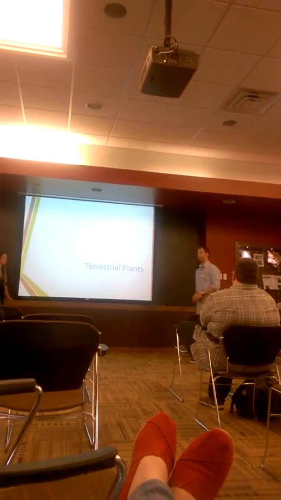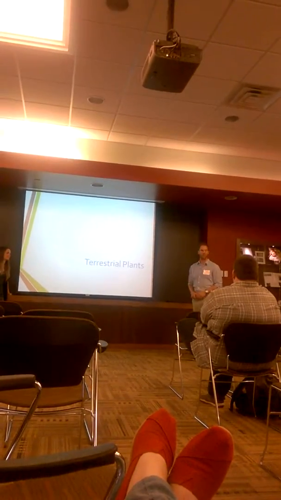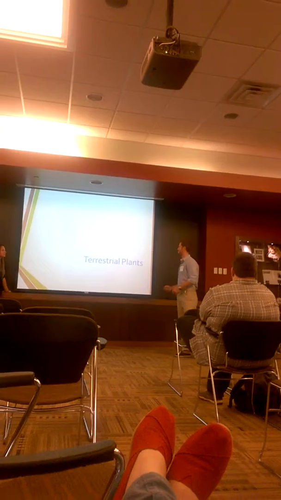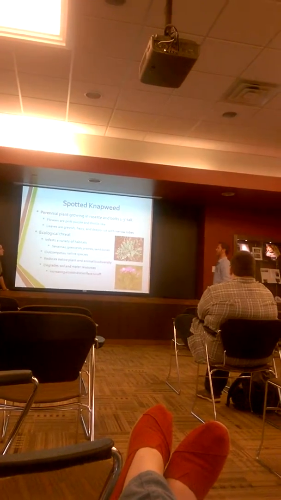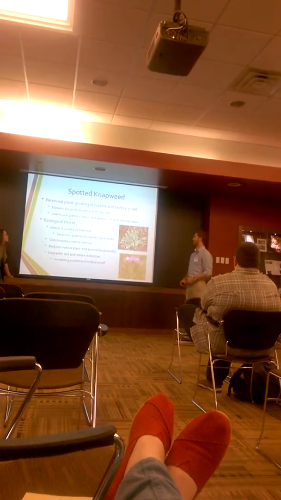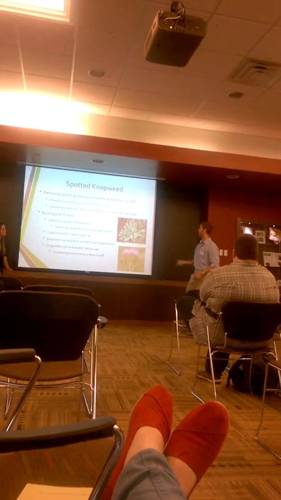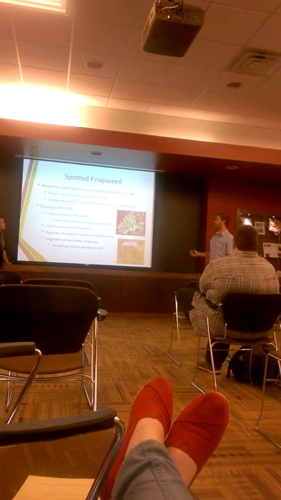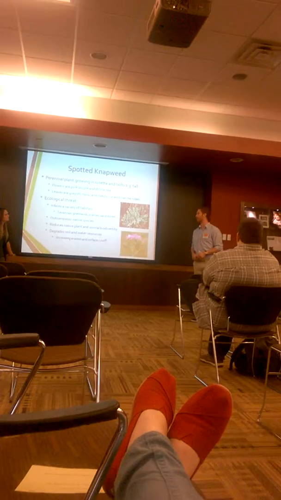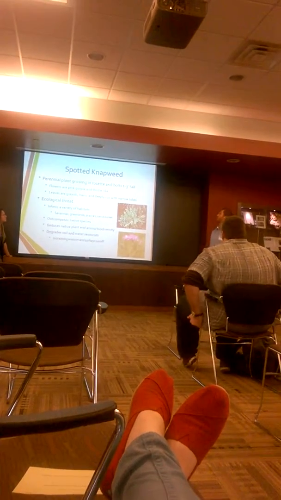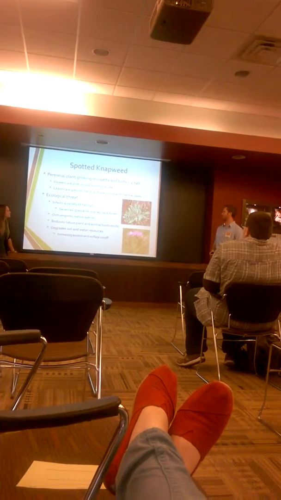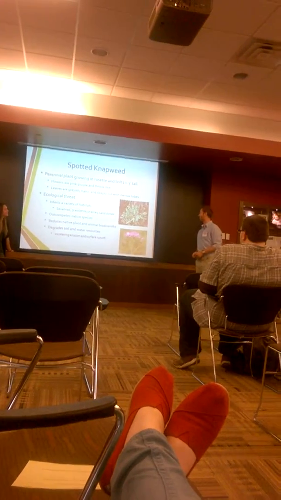Good afternoon. I'll give you some examples of terrestrial plants that are found in Minnesota and across the country. First one is spotted knapweed. This is a perennial plant that grows in a rosette pattern first, and then bolts to about 1 to 3 feet tall. Flowers are pink and purple. The leaves are grayish, hairy, and deeply cut with narrow lobes.